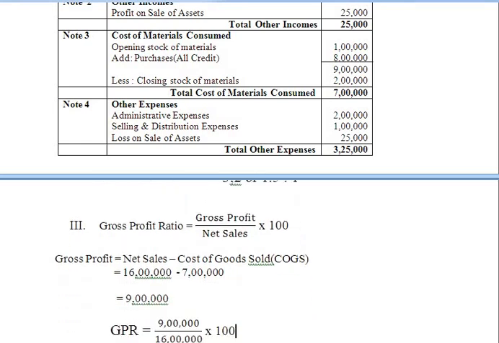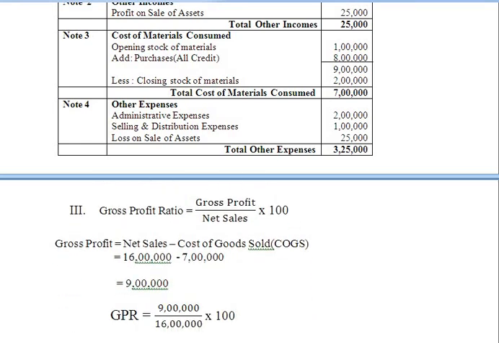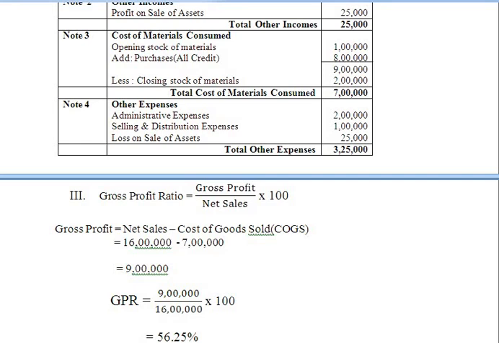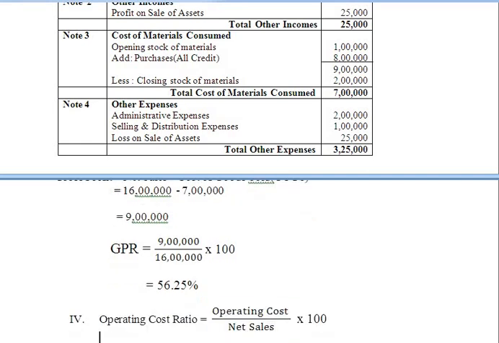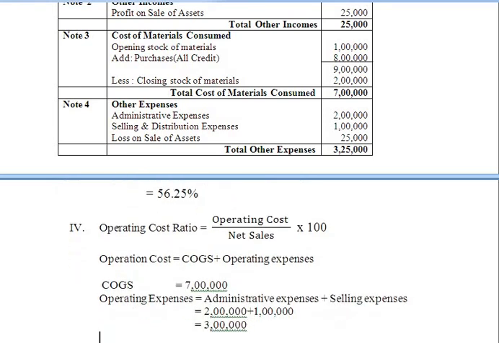Next, third one is gross profit ratio. Gross profit amount is how much? 9 lakh divided by net sales, how much? 16 lakh into 100. Why into 100? Because profitability ratios will be expressed in the form of percentage. So the gross profit ratio is 56.25%.